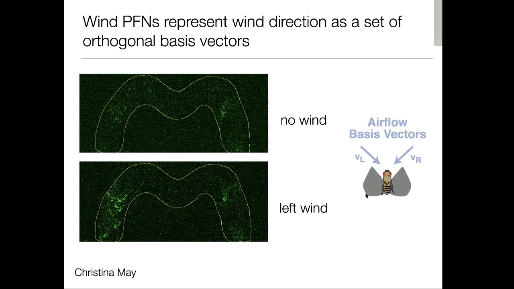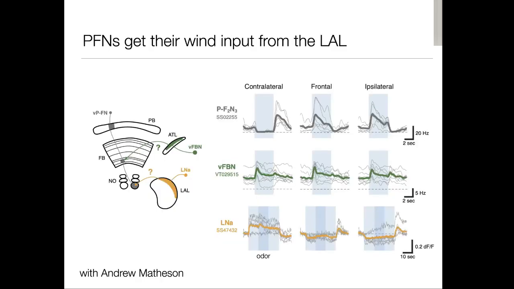And we also think that, analogous to what has been shown for optic flow, these neurons are getting their wind direction input through this area called the LAL. So we imaged from a set of neurons called LNA neurons that provide input from the LAL to these PFNs. And they also have very strong wind direction tuning that's shown in this yellow curve here. They're not modulated by odor particularly, which is shown in this dark bar here, just like the ventral PFNs.